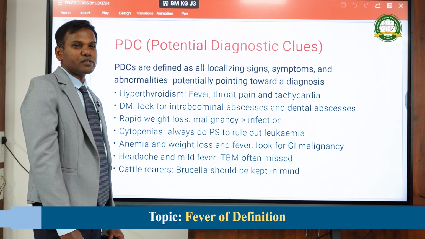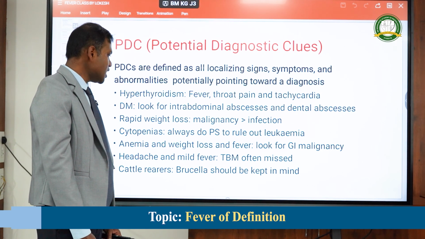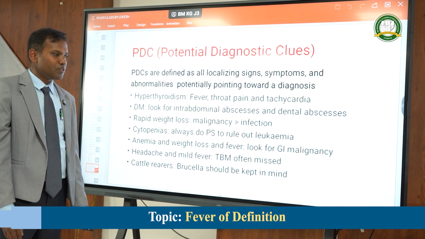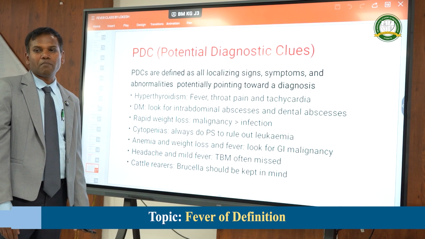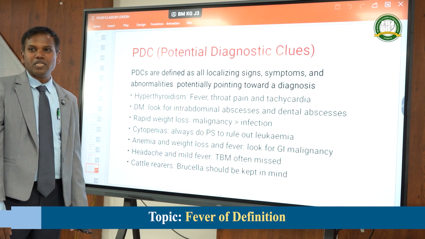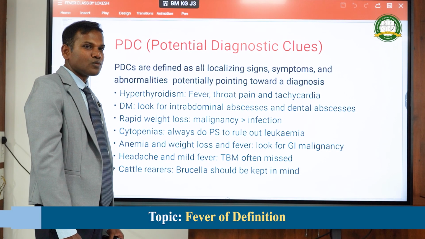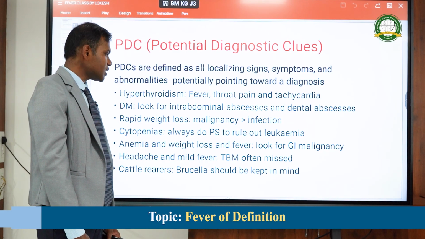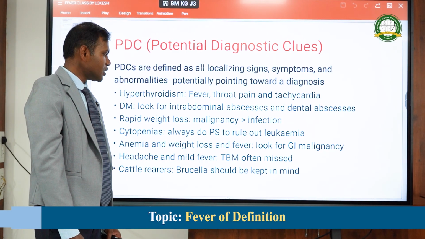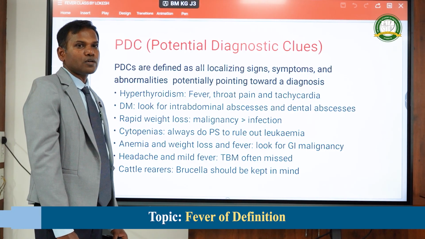Cytopenias: always try to do peripheral smears to rule out leukemias. Anemia, weight loss, and fever: look for gastrointestinal malignancies. Headache and mild fever: tubercular meningitis. TB meningitis presents with fever, headache, and neck stiffness, so try to rule out tubercular meningitis. And cattle exposure: brucella should be kept in mind. So these are all potential diagnostic clues.